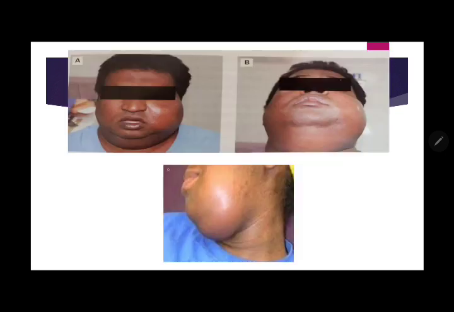So this is a picture depicting the clinical presentation of Ludwig's angina. See here, there is an open mouth, enlarged and raised tongue, and swelling of the submandibular and submental lymph nodes, and there is the appearance of a double chin. So this is how Ludwig's angina looks.